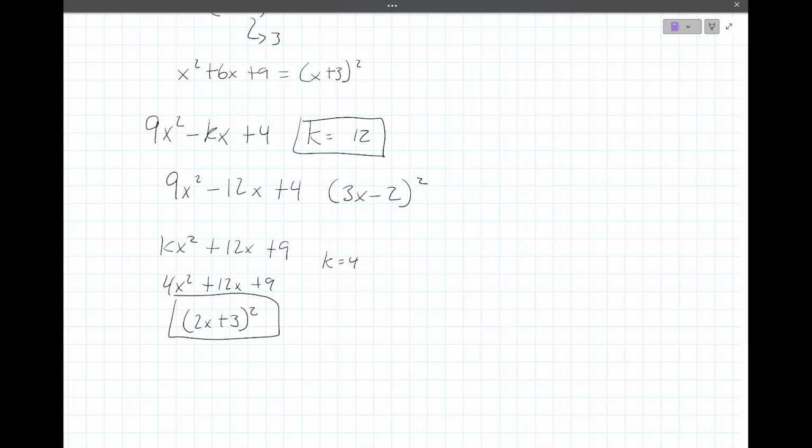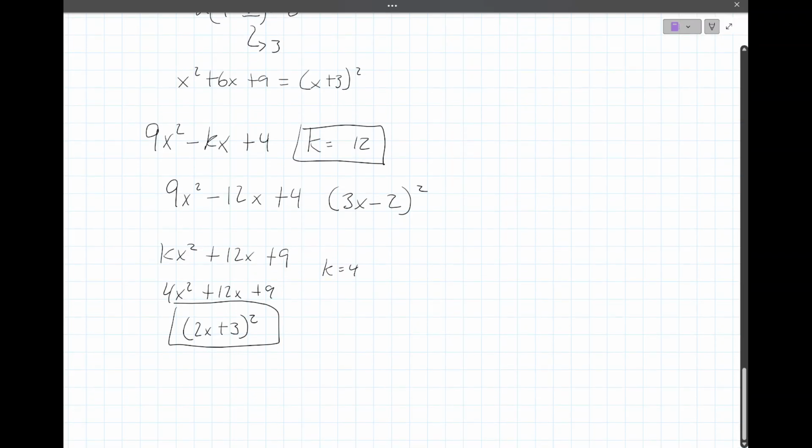Perfect. So that's it for these kinds of trinomials, right? So make sure that we consider that. I hope you're following along in your book as you're doing this, and I'm glad that these are working out for you, that they're there as a resource.